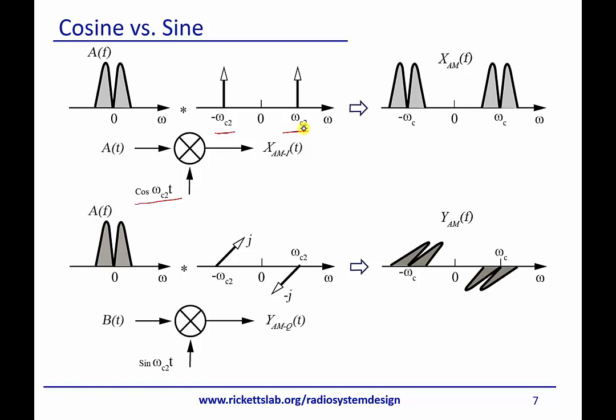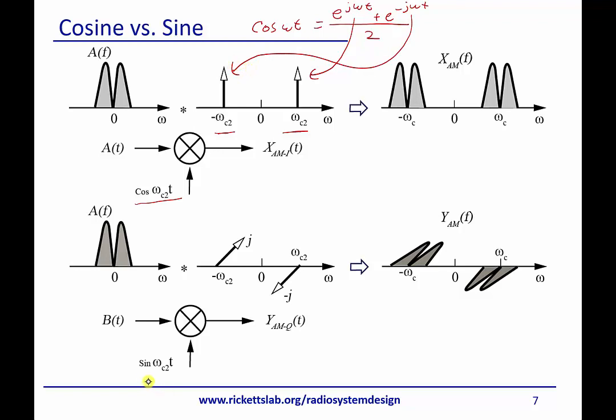And just once again, to remind you, these come from e to the j omega t plus e to the minus j omega t, over 2, is equal to cosine of omega t. And you can see we've got our positive and we've got a negative right here. Okay? That's just one way to think about it.